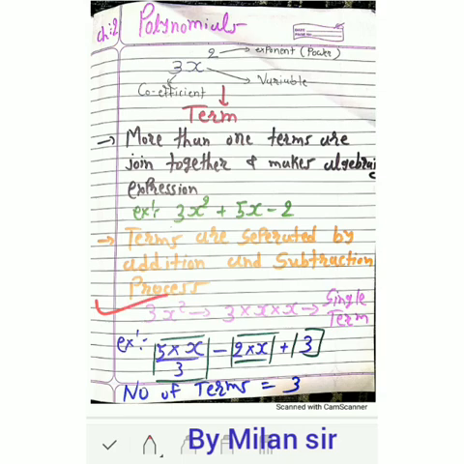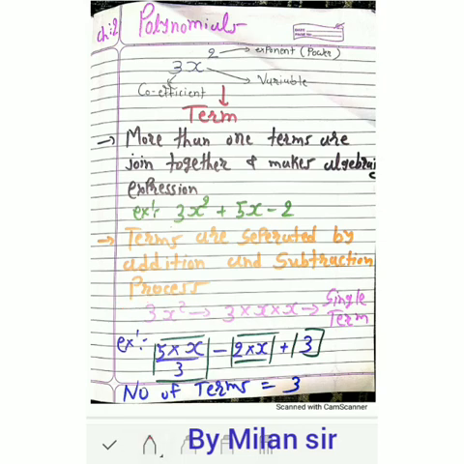3x square means 3 multiply x. But if we join them together, it becomes 3x square, which means it is a single term. So we cannot say that there are three terms here, but it is a single term. The multiply process does not separate the terms.